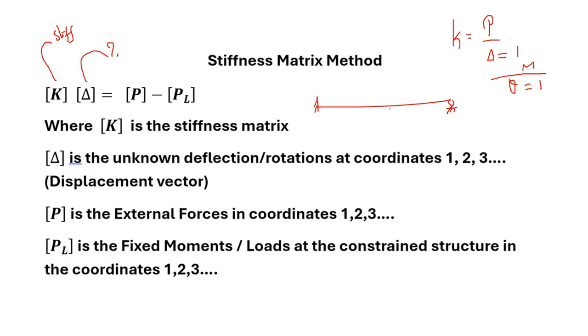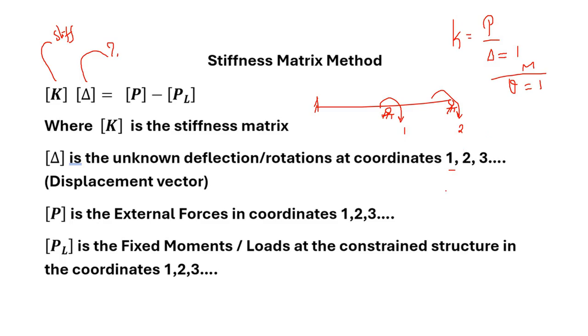Now if this is the beam, here there are 2 degrees of freedom or degree of indeterminacy, which is said to be 1 here and this is 2. This is coordinate 1, this is coordinate 2. So you can see coordinate 1, 2, 3 and so on. The rank of the stiffness matrix depends upon the number of coordinates that you are taking, and the size of the matrix also depends upon the number of coordinates.